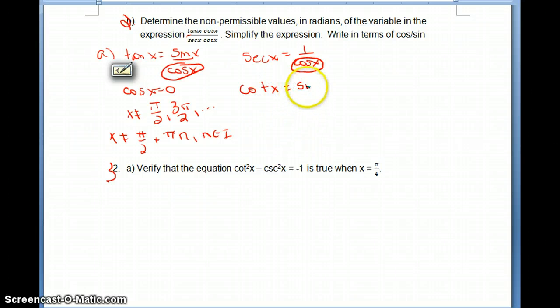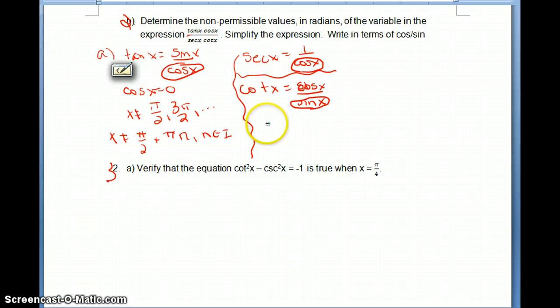That one can be written as cosine of x divided by sine of x. I'll draw little lines here to help separate that for you guys. Alright, so here we're going to look at cotan of x, and that is cosine of x divided by sine of x. So we don't need to worry about cosine there, but we do need to worry about sine because that one is in the denominator, so we can run into some problems there.